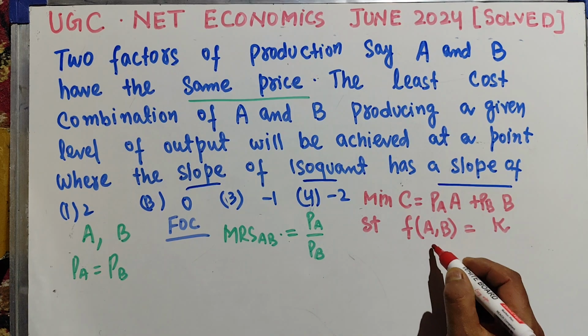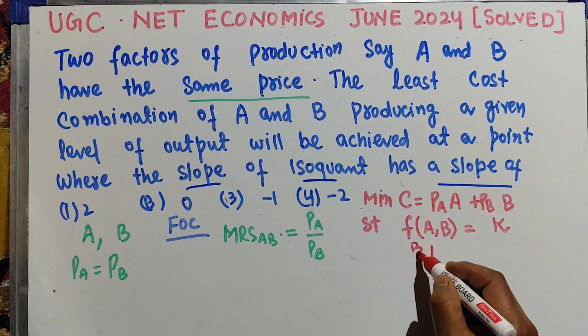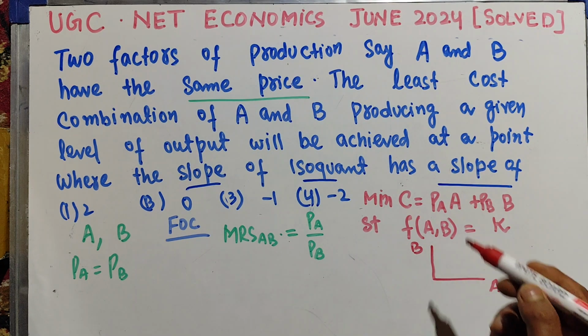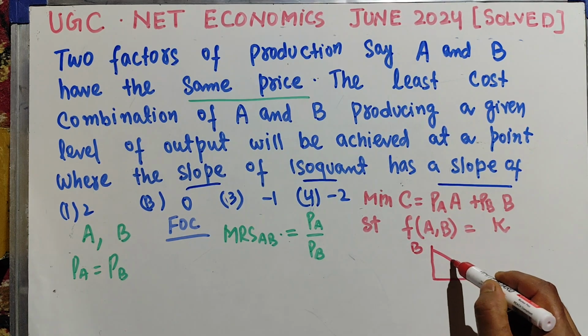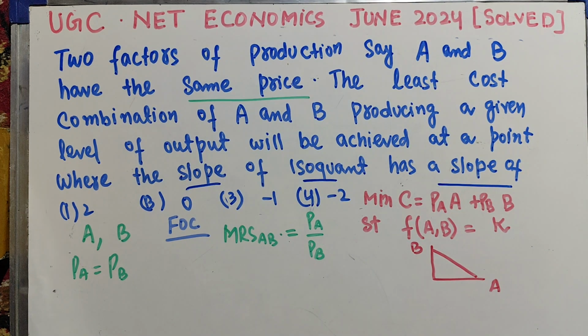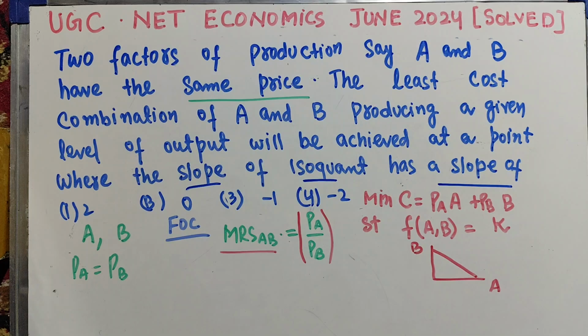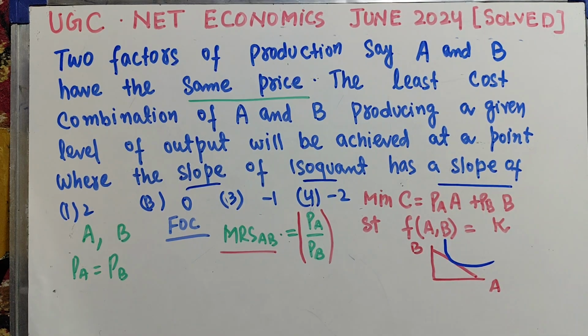If I draw a small graph here, let us say input A is on the horizontal axis, input B is on the vertical axis. We have this isocost line, C is equal to PA times A plus PB times B. So if I draw it, it will have a negative slope equal to -1. Why? So what exactly does this marginal rate of substitution between A and B mean? It is actually the slope of the isoquant. And let's draw the isoquant here. Let us say this is our isoquant.